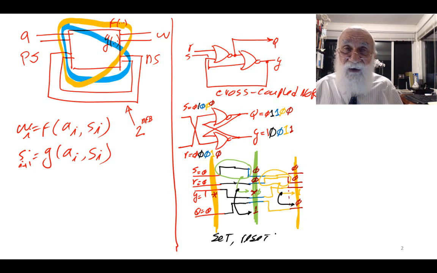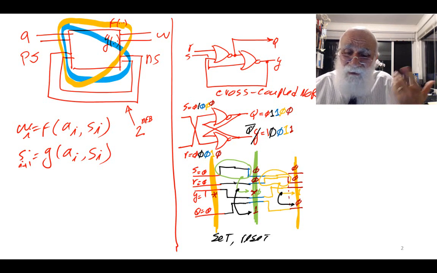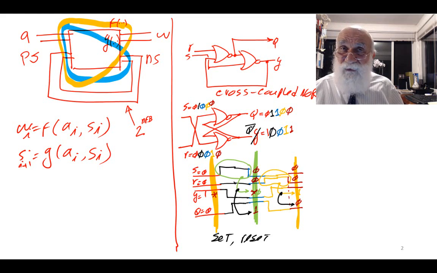I look at the output, I find that my output is reset, so I say, well, the last pulse must have come on reset. I look at my output, I see a 1 on the output, then I say the last pulse must have come on the set input. And then I look at Q and Y, I find that anytime Q is 0, Y is 1. Anytime Q is 1, Y is 0. And therefore I say I don't need a Y, don't need a Q. I just call this one Q bar.